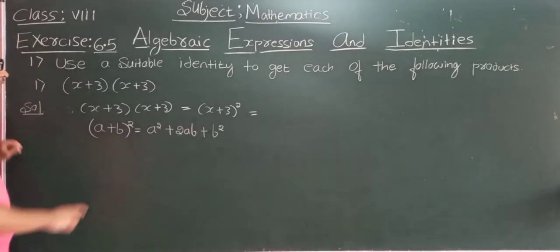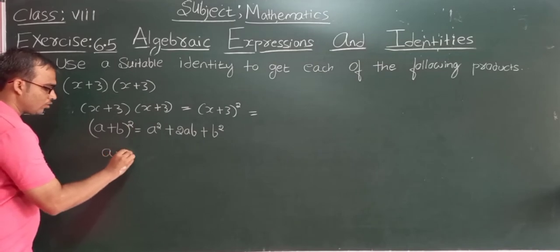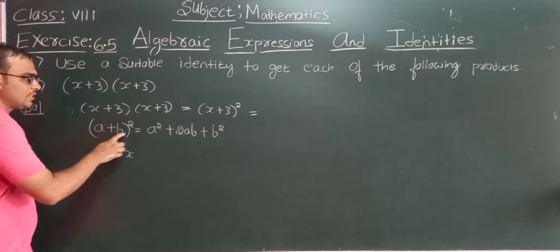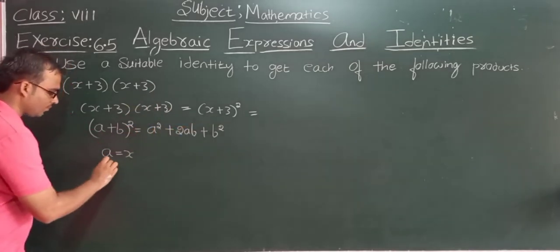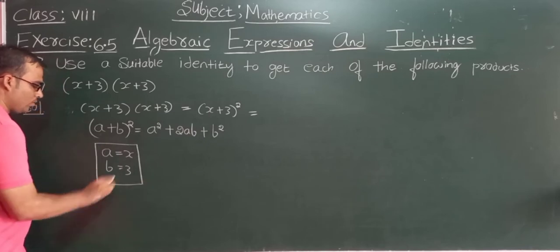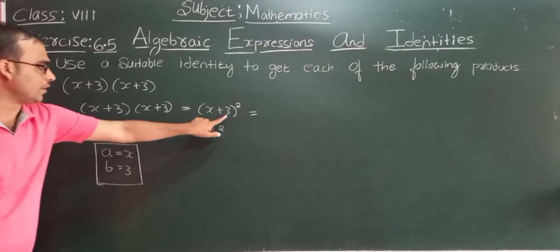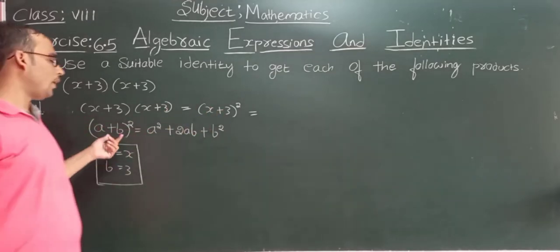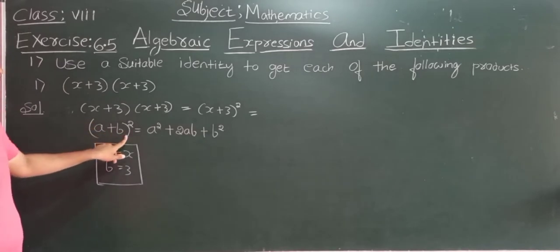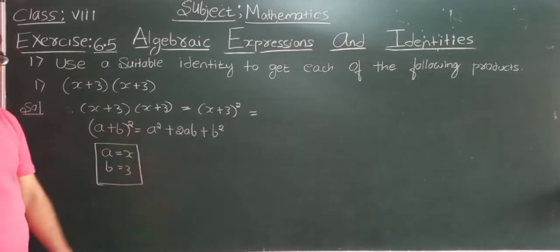Okay, now in place of a what is there? x. So here a is equal to x. And in place of b what is there? 3. Okay, in place of a, x is there; in place of b, 3 is there. Now what is the formula of (a plus b) whole square? The formula of (a plus b) whole square is a square plus 2ab plus b square.